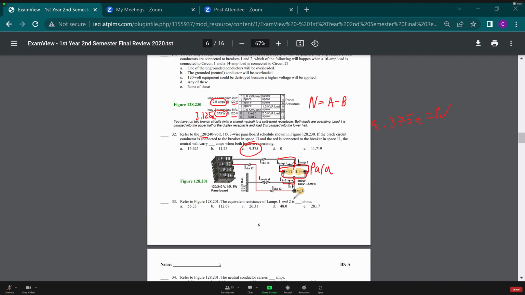If I want the equivalent resistance, I take the resistance of a single lamp and divide it by the amount of lamps in parallel. So finding that resistance for each lamp, we're going to take E squared divided by P. 130 squared divided by 300.